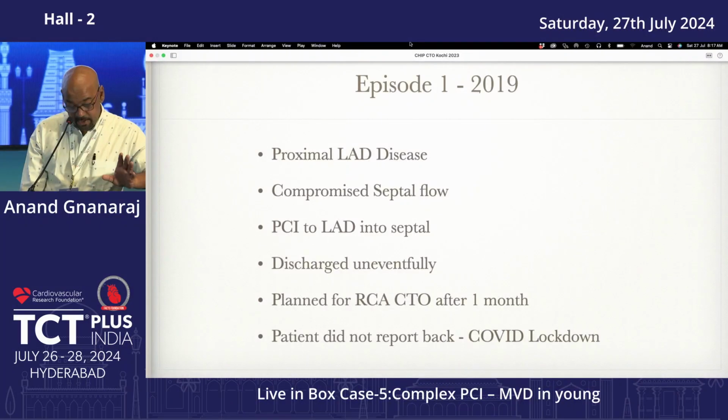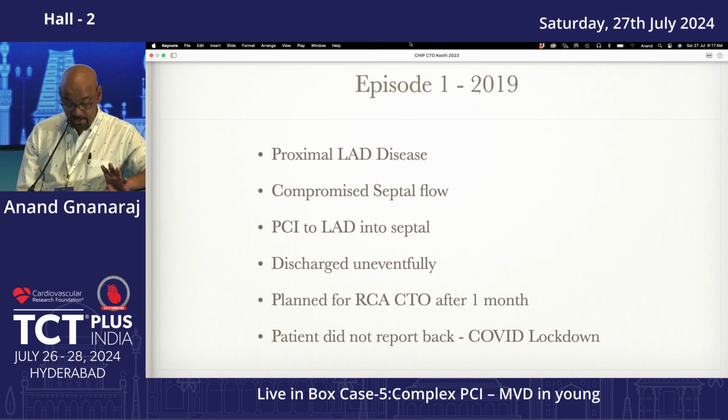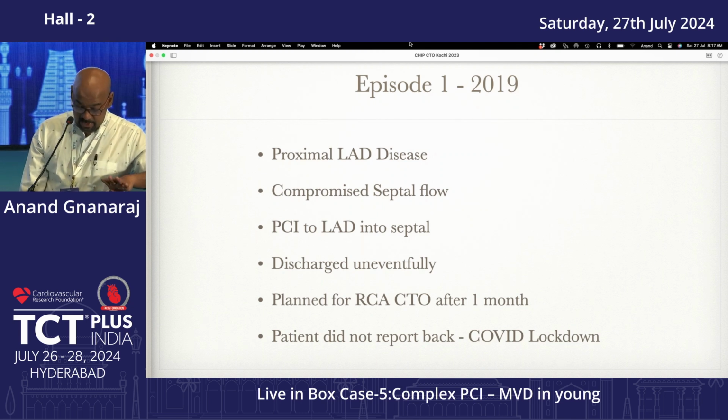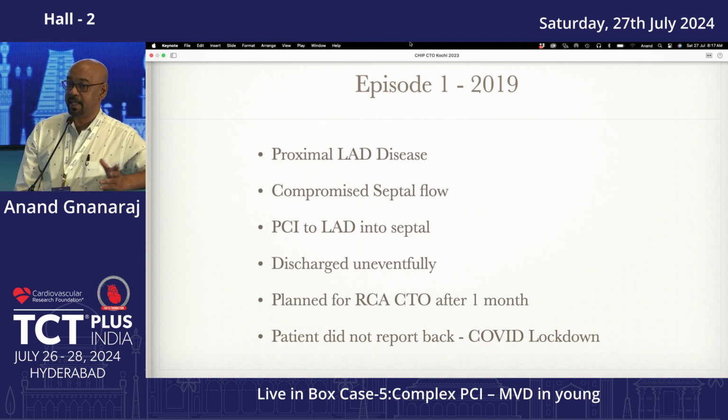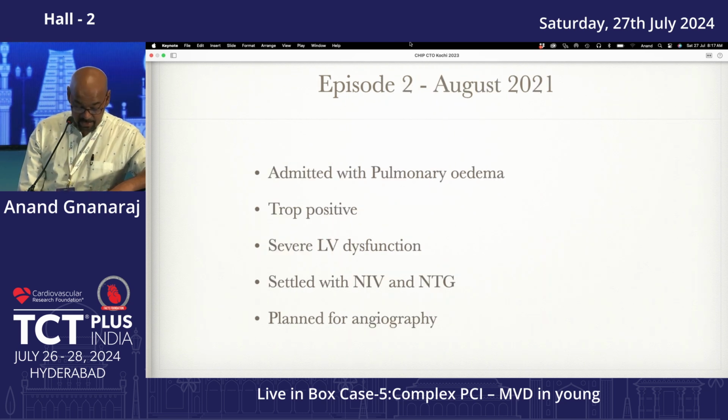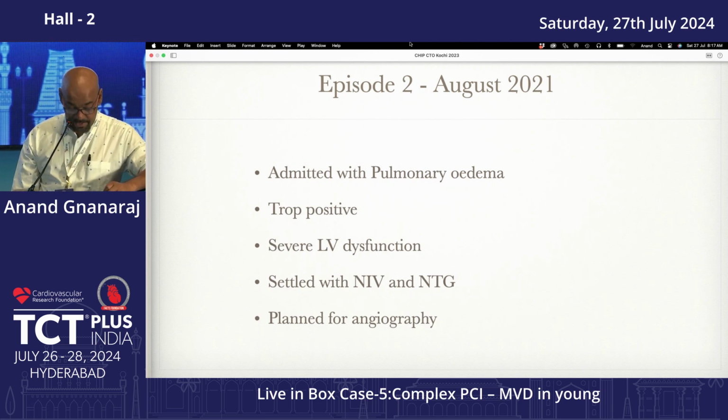First episode, proximal LAD disease, compromised septal flow, PCI to LAD to septal. Then he recovered, RCA CTO was planned after a month, but then COVID hit and for 2-3 years he was out. Then he again got admitted with an NSTEMI and pulmonary edema with severe LV dysfunction.